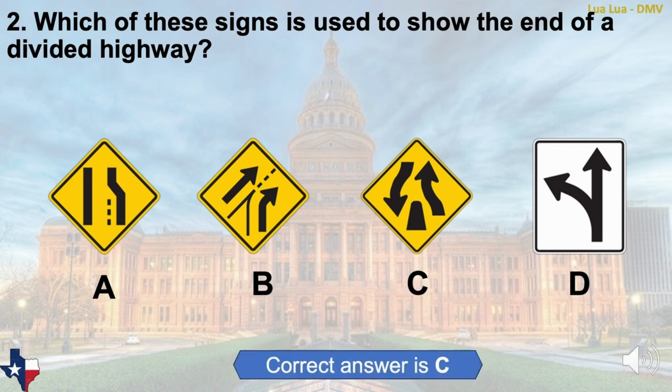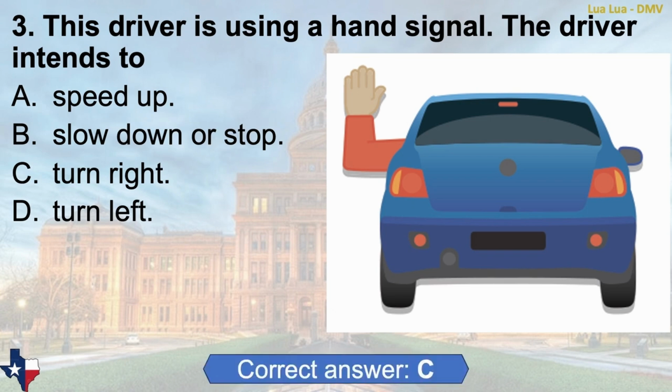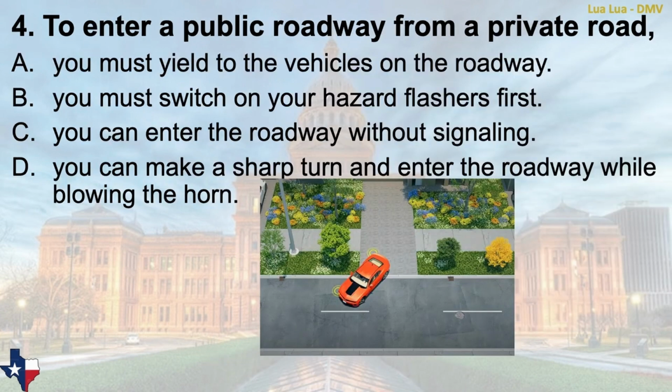The correct answer is C. Question 3. This driver is using a hand signal. The driver intends to A. Speed up. B. Slow down or stop. C. Turn right. D. Turn left. The correct answer is C. Turn right.